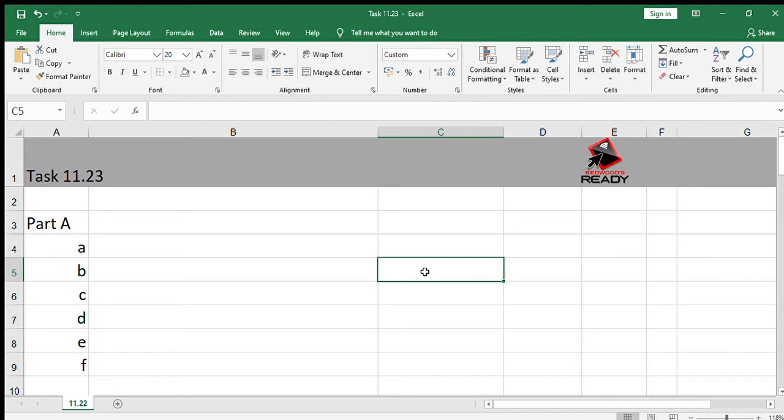Hello grade 12s, I'm now doing task 11.23 in your textbook. This is on AMA stores. We are provided with information relating to AMA stores. In part A, we have to indicate whether the following information is true or false.